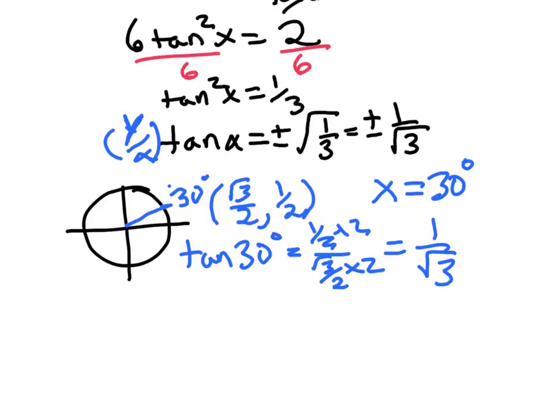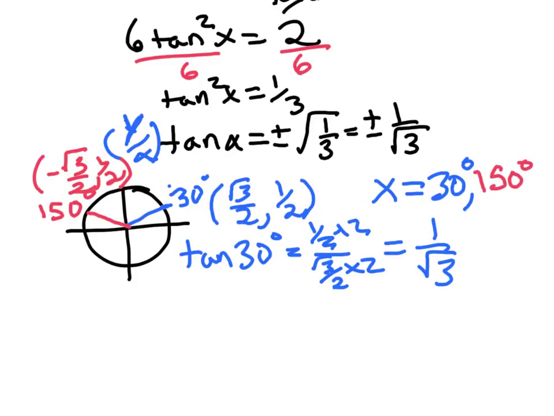Now also, over here at 150 degrees, you'll see coordinates negative square root of 3 over 2, 1/2. So the ratio sine over cosine would be equal to 1 over negative square root of 3, so negative 1 over the square root of 3. That would also satisfy this equation, so I want to add that. I'll color code it here in the list.